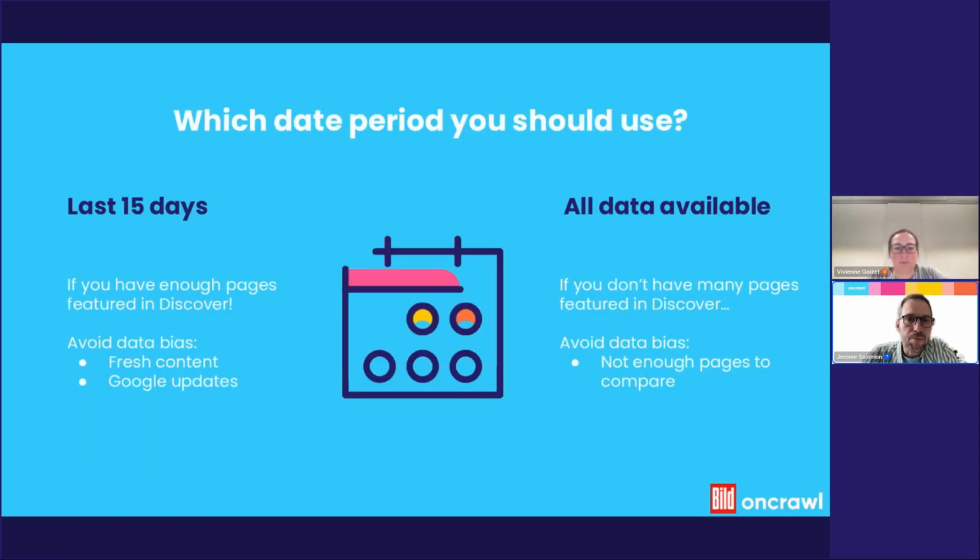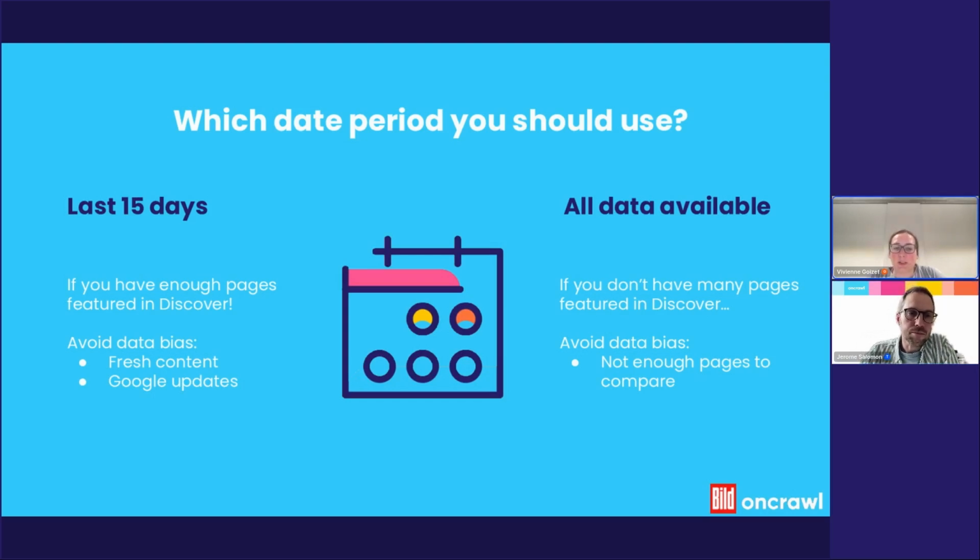So then there is the period of time that you want to use. In Oncrawl, what we do is aggregate the data by URL. So you won't have the details day by day, but you will have it for a certain period of time. So what do you recommend with your experience, Viviane?